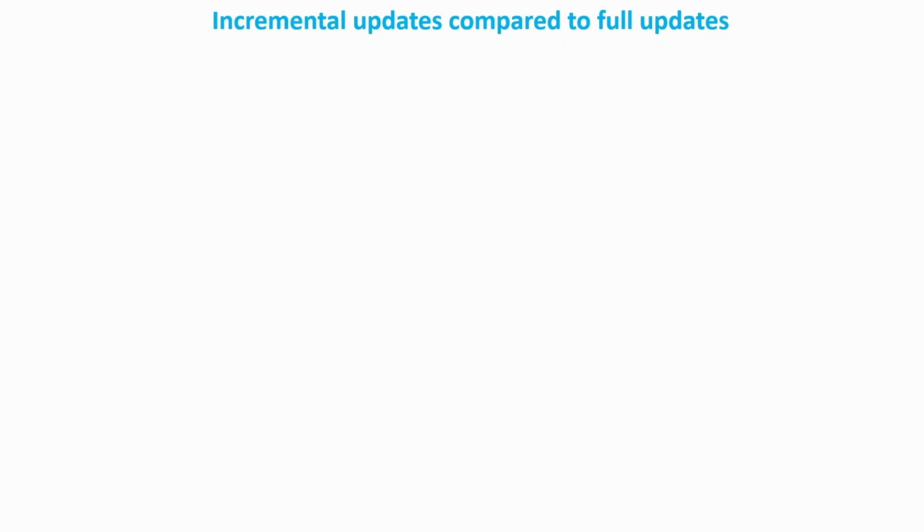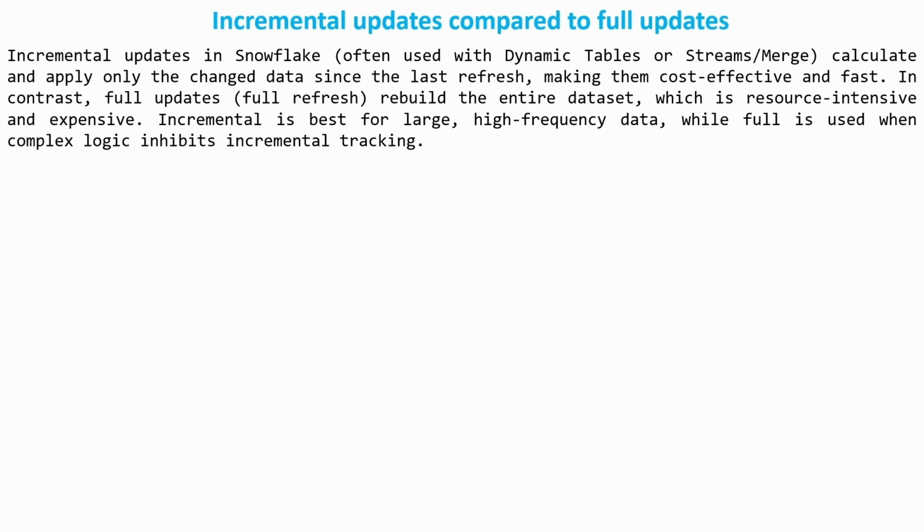Next up is incremental updates compared to full updates. Incremental updates in Snowflake, often used with dynamic tables, streams or merge, calculate and apply only the changed data since the last refresh, making them cost effective and fast. In contrast, full updates or full refresh build the entire data set, which is resource intensive and expensive. Incremental is best for large, high frequency data, while full is used when complex logic inhibits incremental tracking.